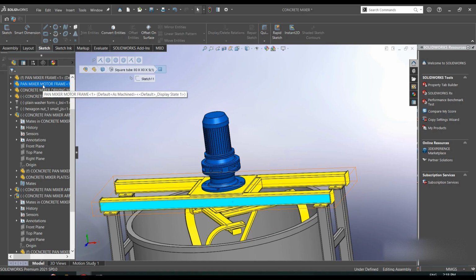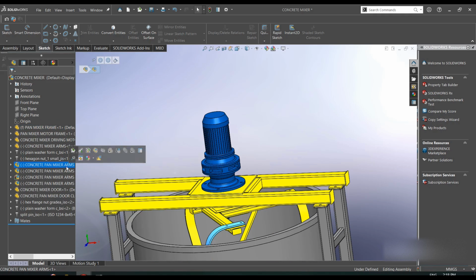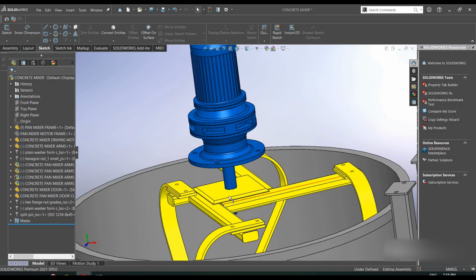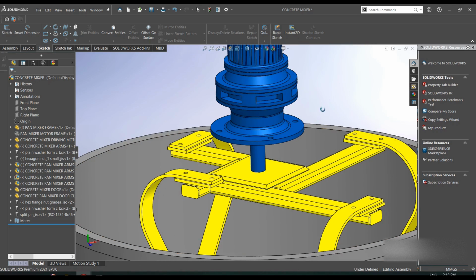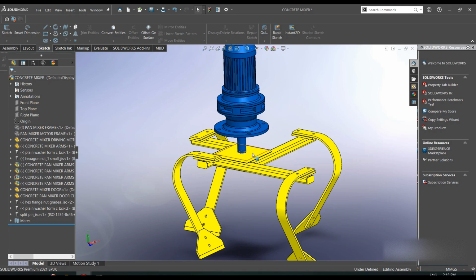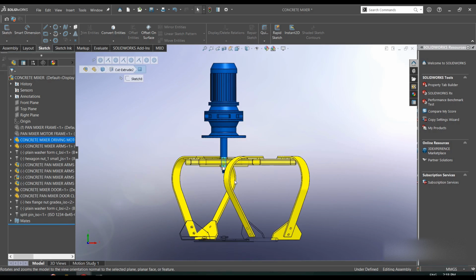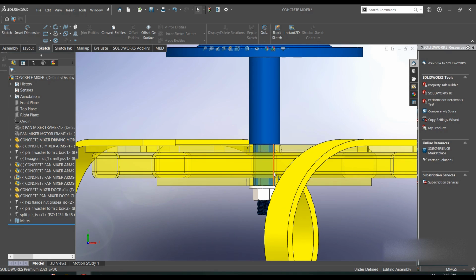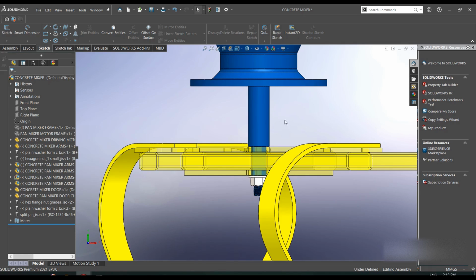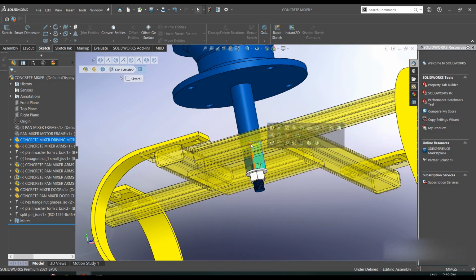Another part I would like to show you about this is the mixing. Let me show you. So let me try to hide this for you. I want to show you the connection between the motor and the mixing arms. The connection between the two is just a square shaft here. It is square because we want it to stay firm.